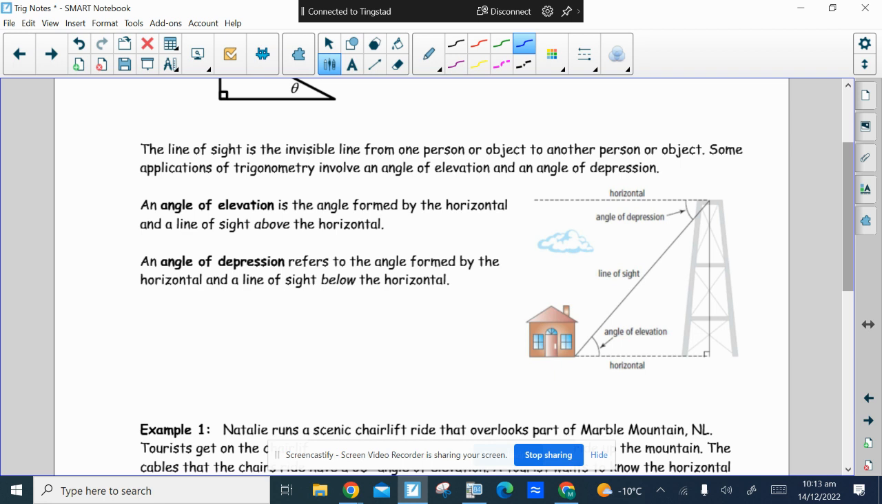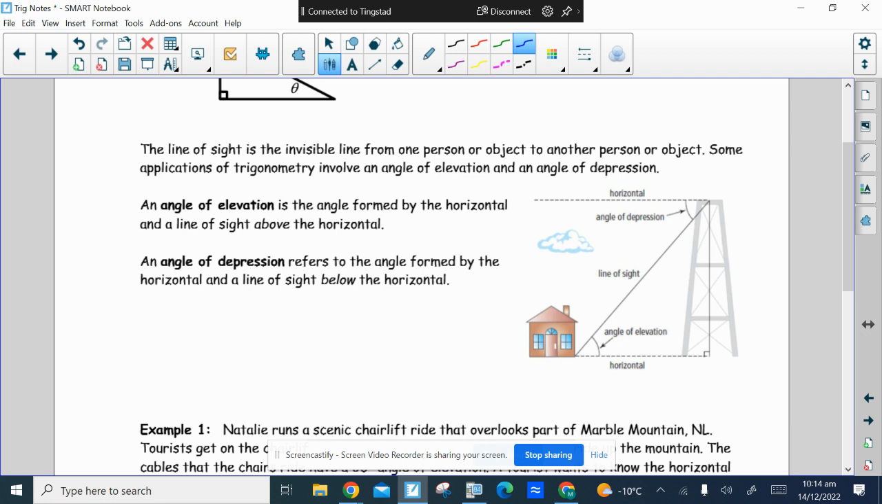So as the diagram shows here, you've got a house and you've got a large tower. The angle of elevation is measured upwards from the horizontal. It's measured from the house up to the top of the tower. Basically, it's the angle that your eyes will shift from looking straight out to looking up at the top of that object. The angle that your eyes shift to look up at that object is the angle of elevation.